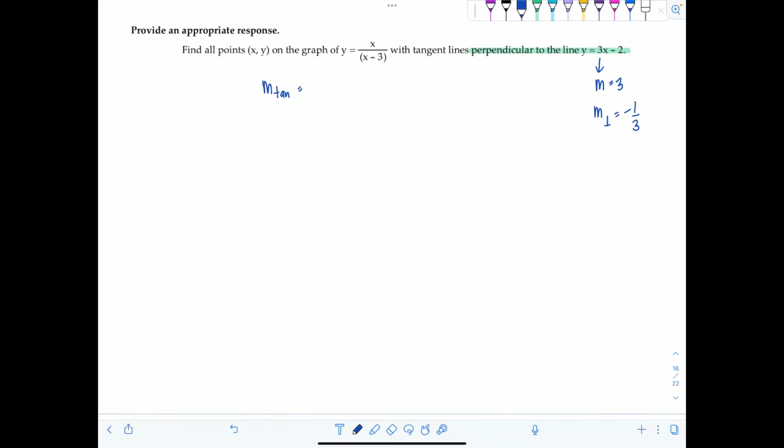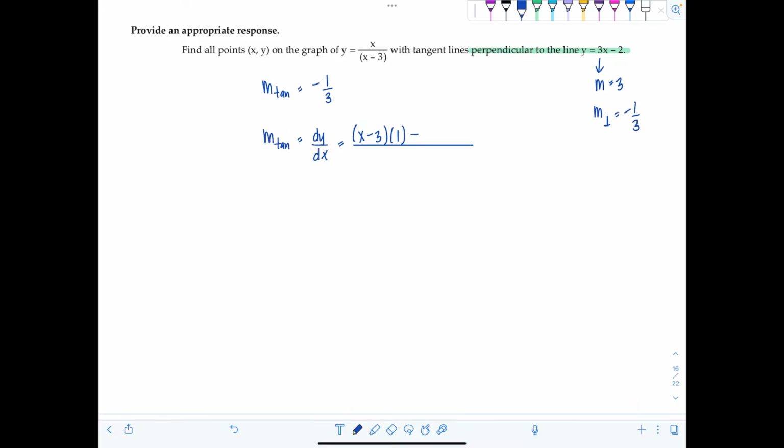Okay, so really what they're saying is find all points on this curve, y equals x over x minus 3, where the slope of the tangent line equals negative 1/3. Well, we're in calculus. How do we find slopes of tangent lines? From the derivative. So m tan is equal to dy dx. So now I need the derivative of this function. And I need to use the quotient rule to differentiate. So here we go. We've got low d high. Derivative of the numerator is just 1.